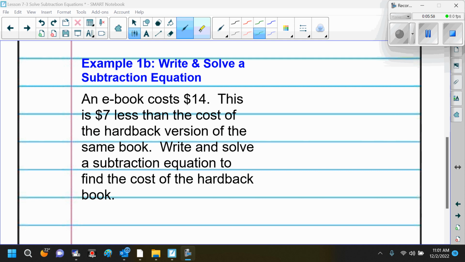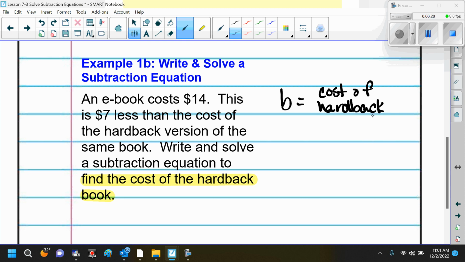What is it that we don't know? The cost of the hardback book. Right. So we want to find the cost of the hardback book. So what did you want to use for your variable? Everybody good with that? So B is equal to cost of hardback.